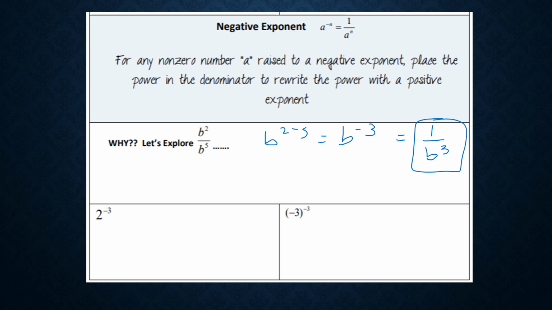Let's write this out. How we originally had written it was b times b, and then b times b times b times b times b. We cross out the b's we have in common, and you're left with 3 b's in the denominator. Again, you need that placeholder. So it'd be 1 over b to the third.